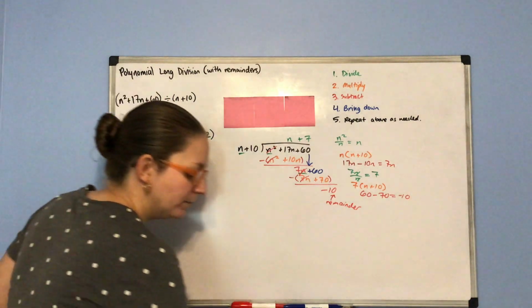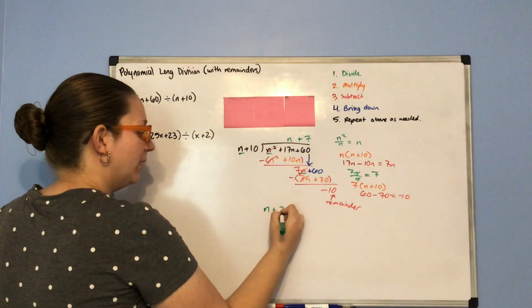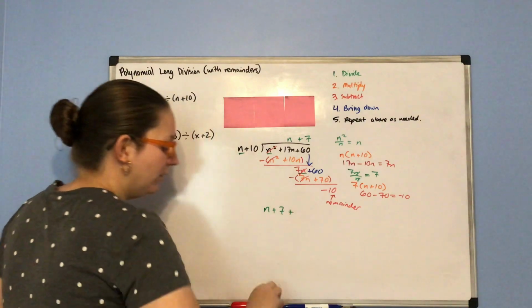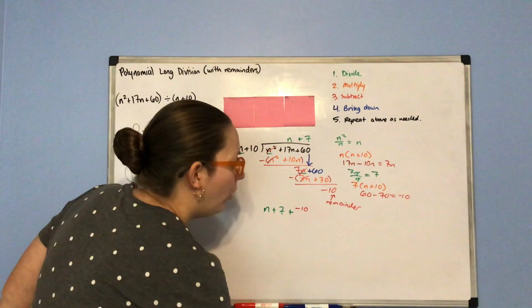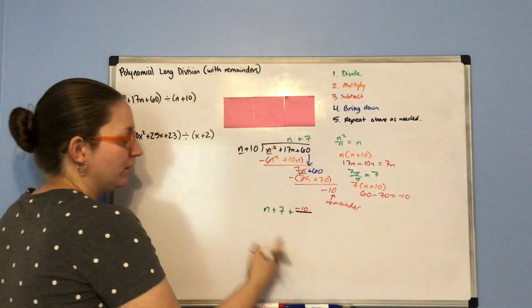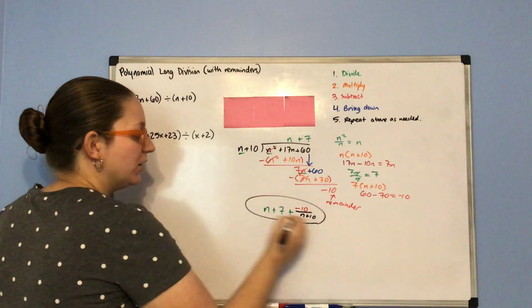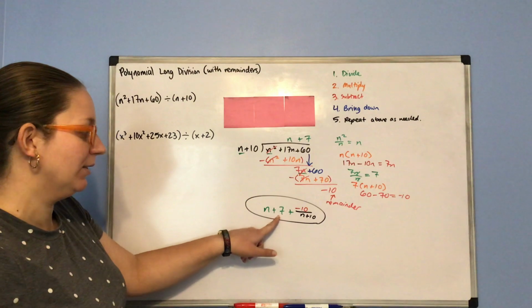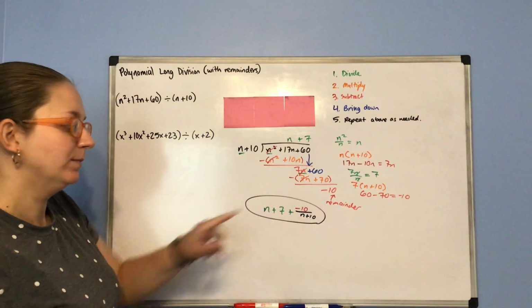So just like before, our answer is the stuff we got up top. So n plus 7 plus our remainder number, which in this case is negative 10, over, so it's a fraction, what I divided by. This right here is my final answer to this problem. So again, it's how it divided evenly, which is n plus 7, plus our remainder over our divisor.